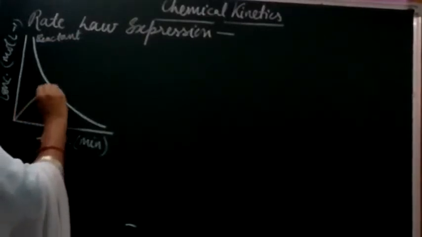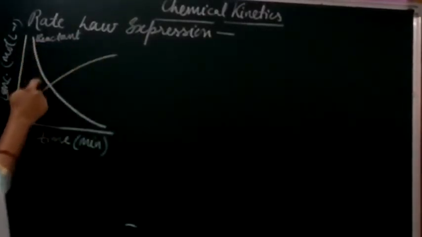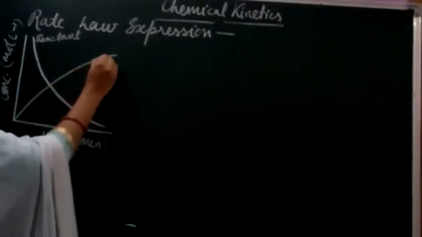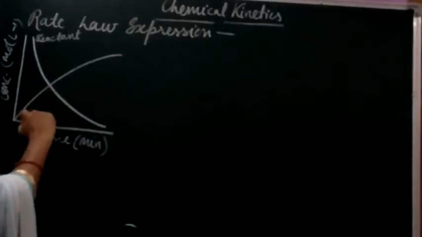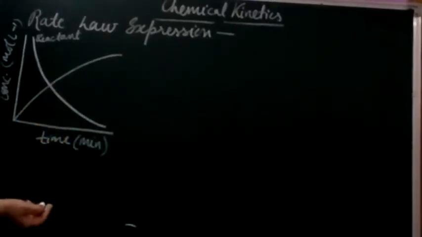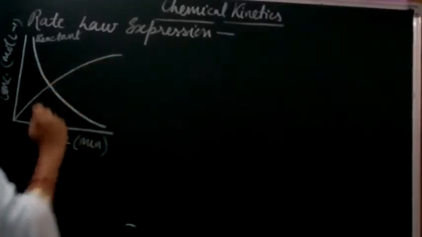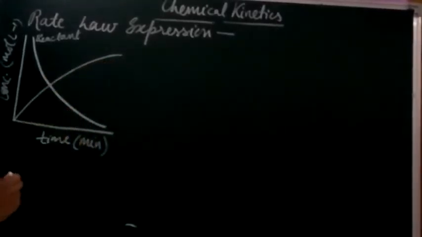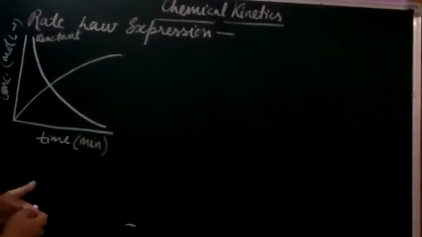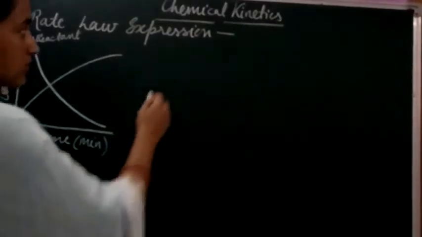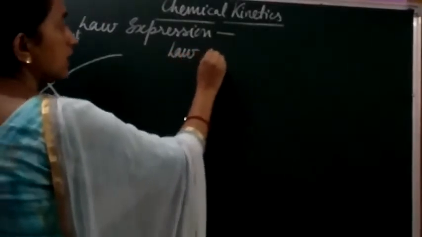Now in case of product, as the reactant is decreasing in concentration, there is an increase in the concentration of the product. You can see in the beginning again it is sharp because more of the reactant will be changing into product. Now as the time proceeds, the increase in the concentration of the product also slows down. Now the quantitative relation between the concentration and the rate of the reaction is given by the law of mass action.